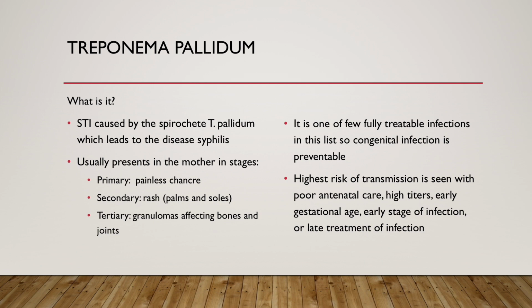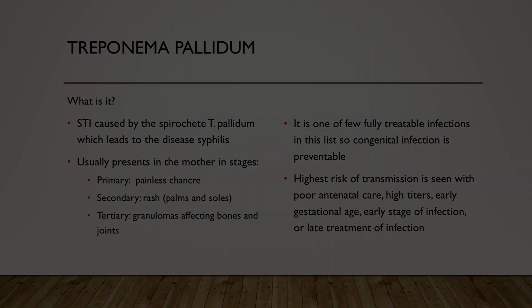Syphilis is one of the few fully treatable infections in this list, so congenital infection is truly preventable. The highest risk of transmission to the child is seen with poor antenatal care, high titers during pregnancy, early stage of syphilis during pregnancy, and early stage of pregnancy, as well as late treatment of the infection, meaning it was caught too close to delivery.